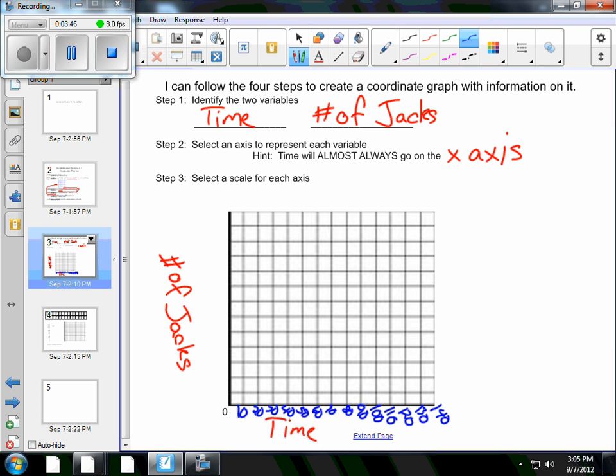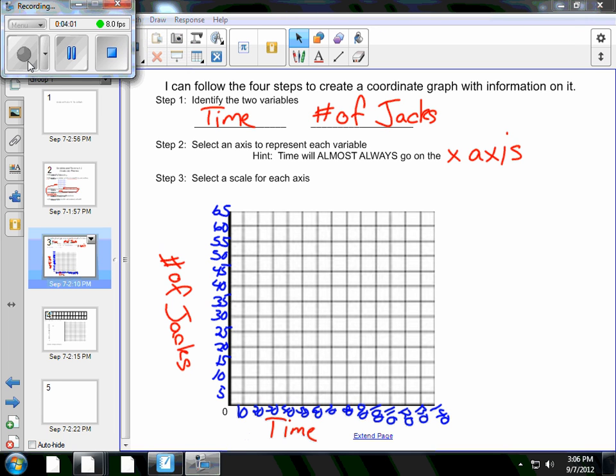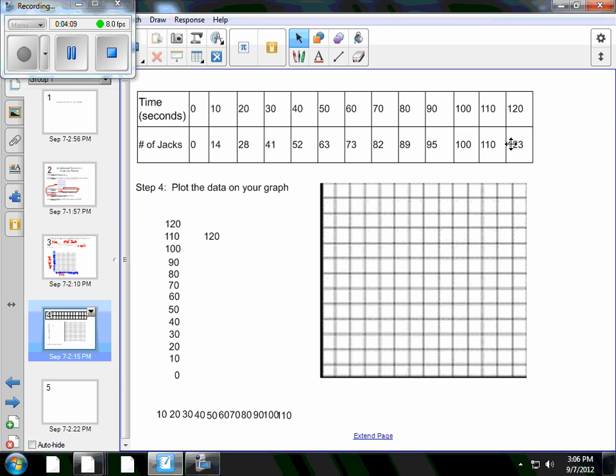All right, so I filled out my time. The next thing that I'm going to do is I'm going to fill out the number of jacks. And I'm going to go up by 5s. I know that this won't work out, but I just want to show you that this won't work out and what I'm going to do about it. If I look at the scale right now, I'm seeing that I'm only getting up to 65. I need to get much higher than that. For number of jacks, I already determined that I need to get up to 130 to make sure that all my data fits on there.